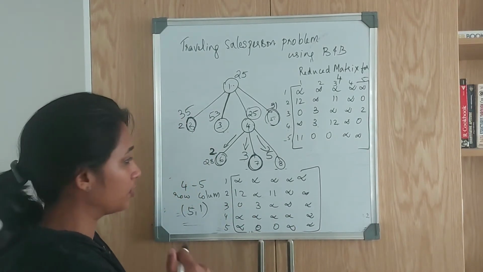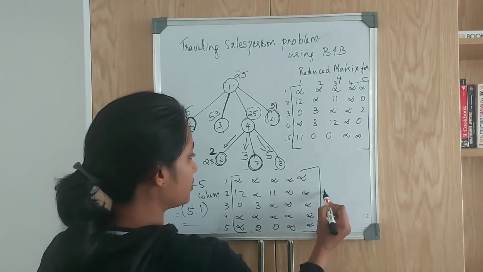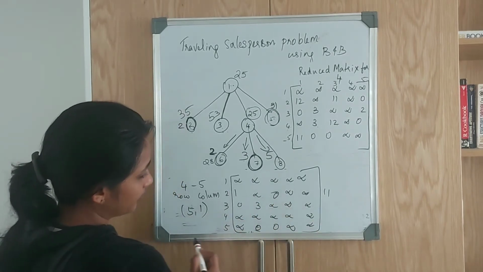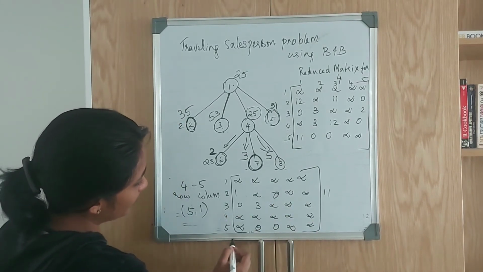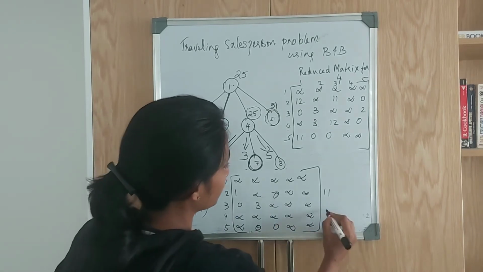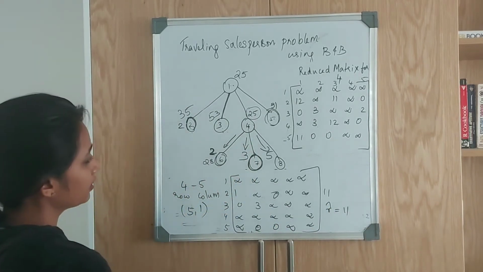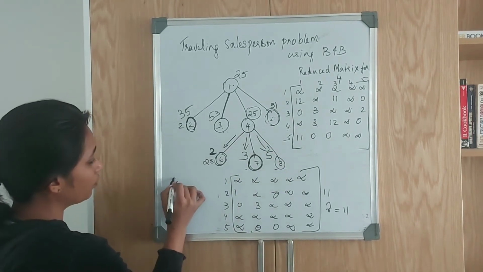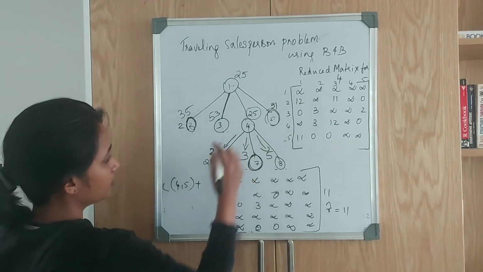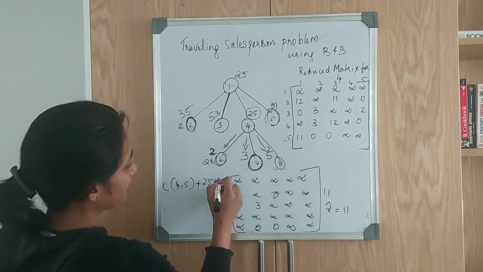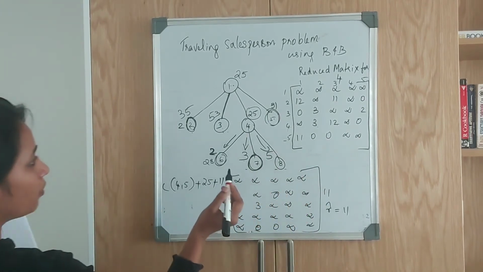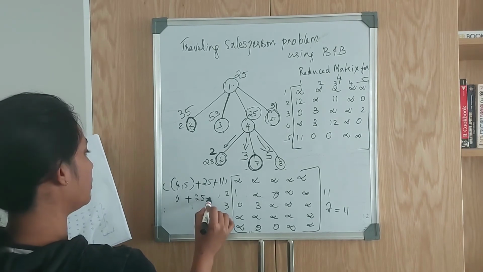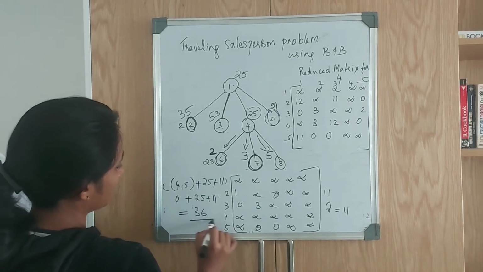Now check whether this is reduced or not. Now this is not reduced, so you take 11 out. So this is going to be 1, this is going to be 0. Here it's reduced. Now column wise, it's all reduced. So our cap is equal to 11. Now let's see the cost for node 8, which is a distance from 4 to 5, plus 25 plus 11. So 4 to 5, what is 4 to 5 here? It is 0 plus 25 plus 11, which is equal to 36.